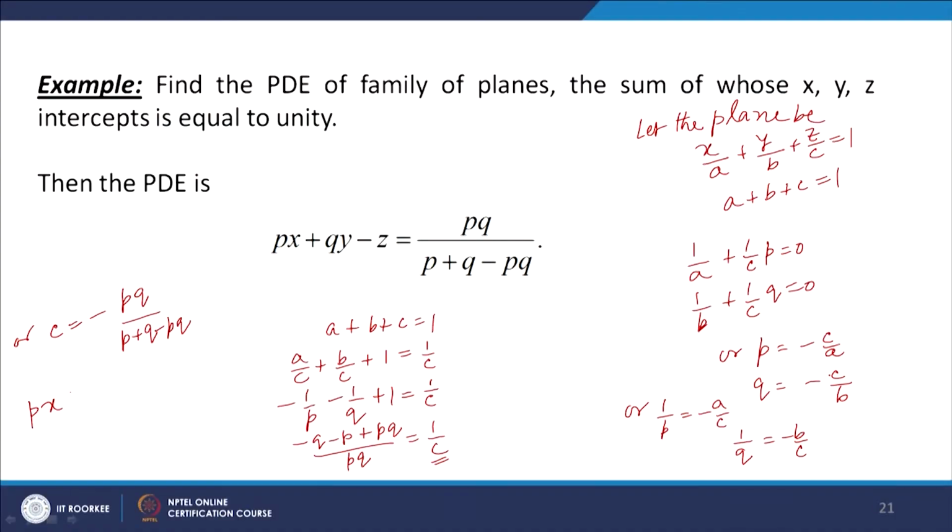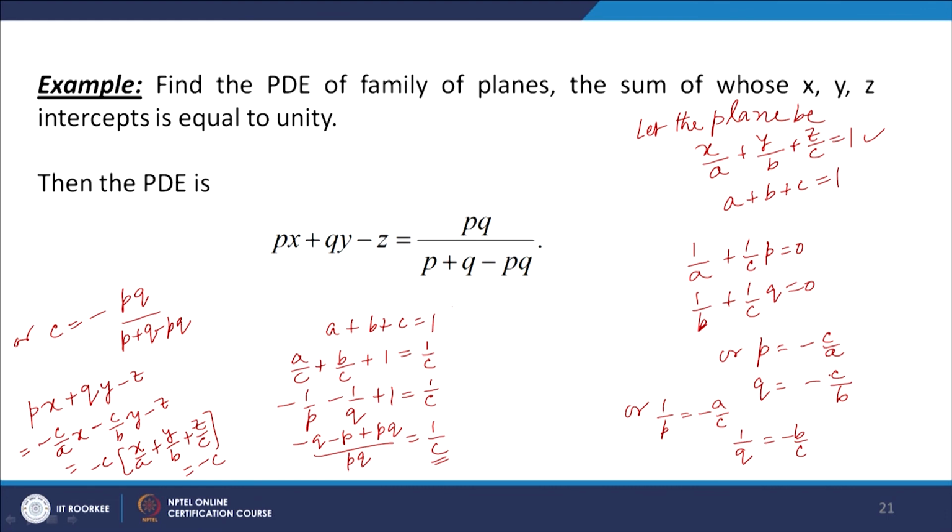Now, let us find px + qy - z. So, this is px + qy - z. p is equal to -c/a, so -(c/a) into x, q is -c/b, so -(c/b) into y, minus z we have. Now, this is -c times (x/a + y/b + z/c), and we are given that x/a + y/b + z/c = 1. So, this is -c. So, px + qy - z is equal to -c.